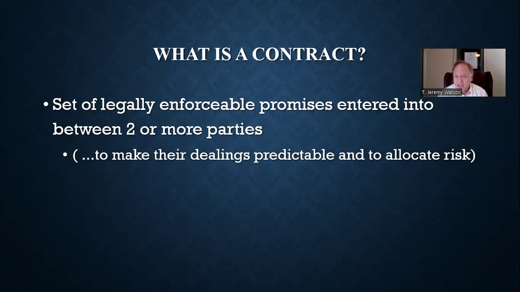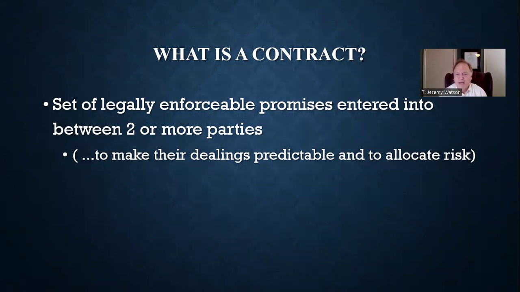Likewise, to allocate risk. Well, not every contract is about allocating risk. Some contracts are fairly simple. When you go up to McDonald's and you order a Big Mac at the counter, there's not a whole lot of risk involved, right? You're going to give them money. They're going to give you the burger. It's not like if you give them the money and then the restaurant burns down, you're not going to get your food. There's very little risk there. But lots of contracts are about allocating risk and making dealings predictable. And so that's certainly a useful addition.